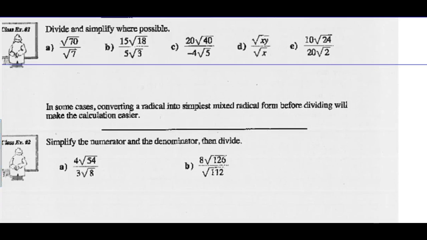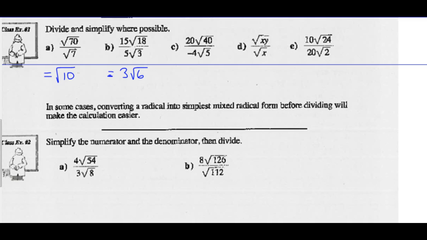Example 1. Divide and simplify where possible. So radical 70 divided by radical 7, we divide the radicands, keep the radical sign. So 70 divided by 7 is 10. The answer there would be radical 10. Here we would go 15 divided by 5, numerical coefficient divided by numerical coefficient, is 3. Radical 18 divided by radical 3, we keep the radical sign. 18 divided by 3 is 6.